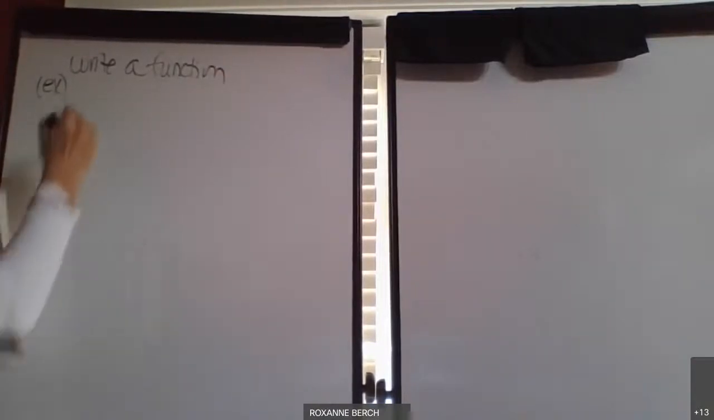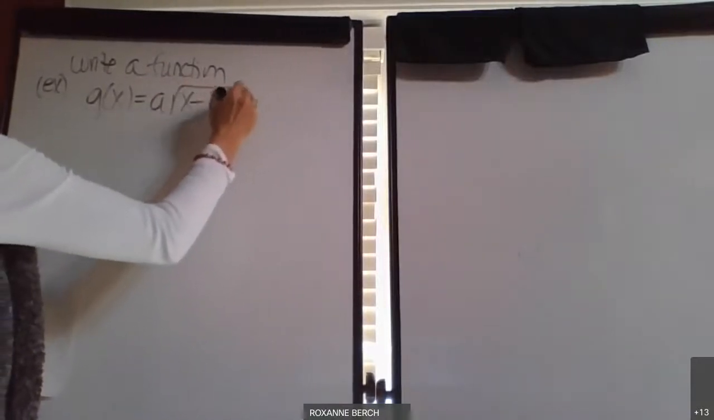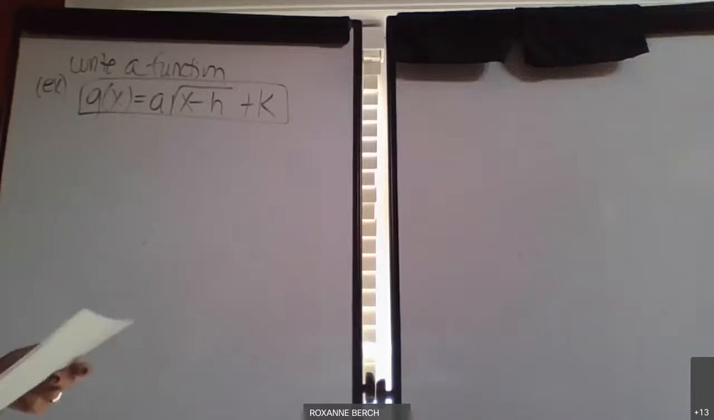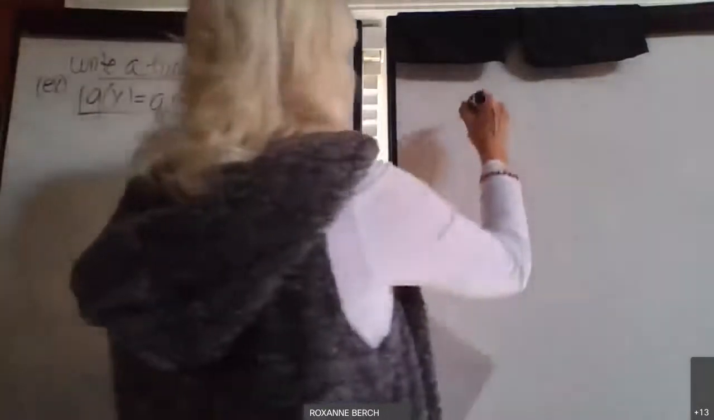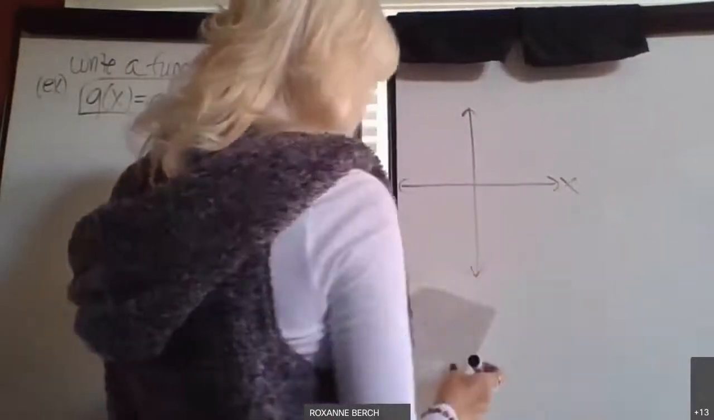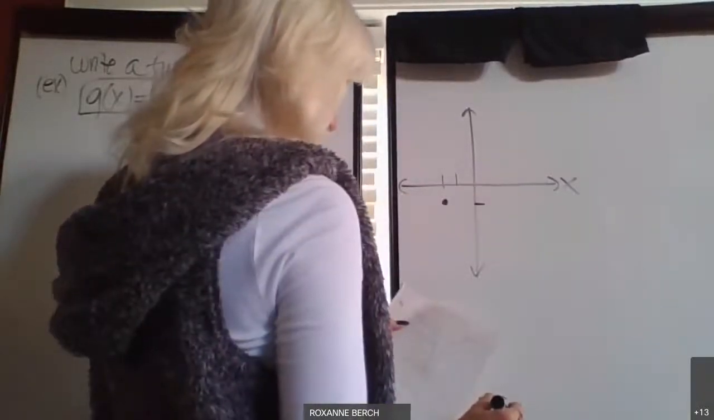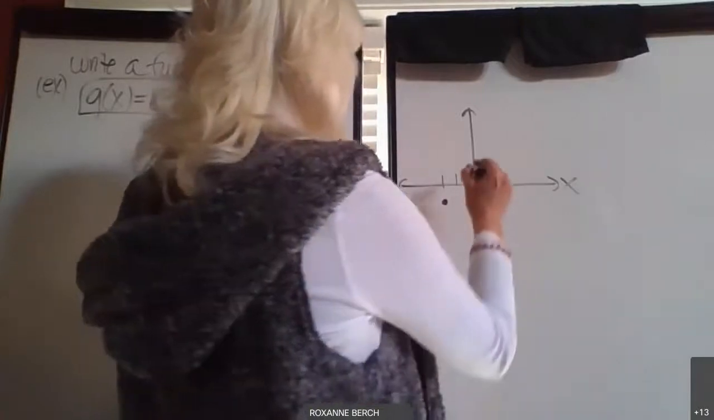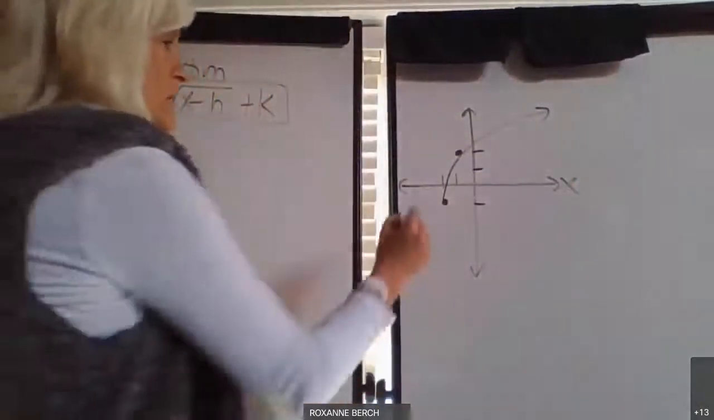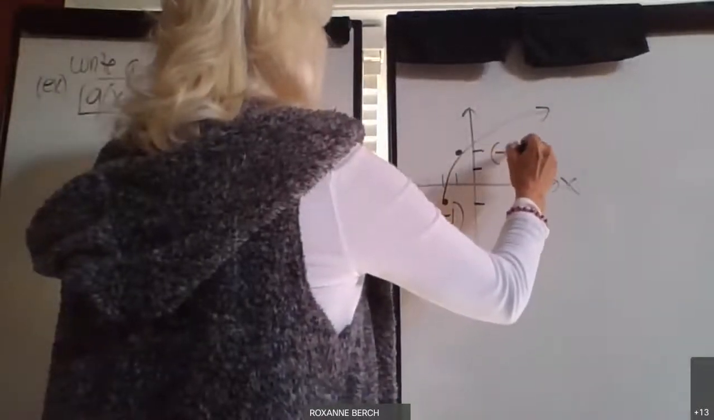So they want you to write a function in this form. G of x is equal to a times the square root of x minus h, plus k. Now, we do know that is form 1. Doesn't matter that we know that. And they give us the graph of left 2 down 1 and left 1 up 2. So this is left 2 down 1, and this is left 1 up 2.